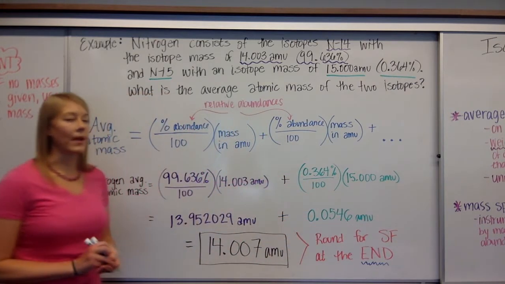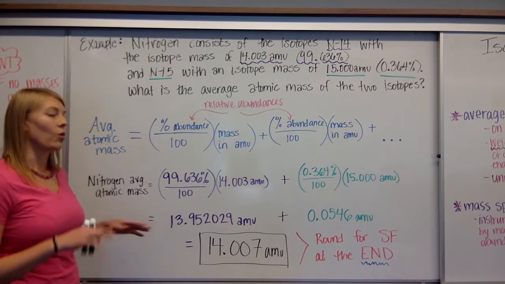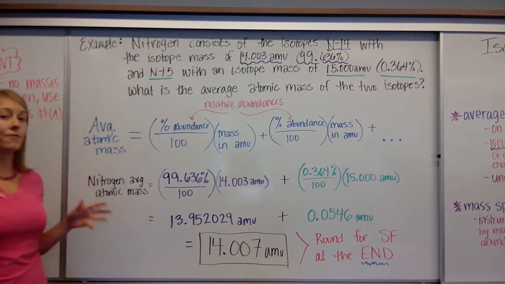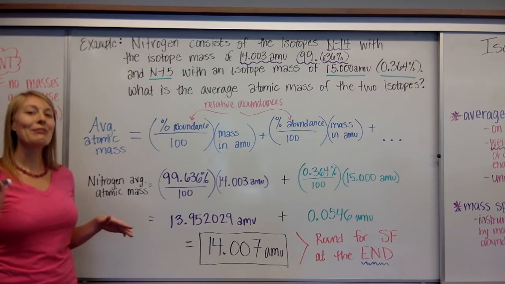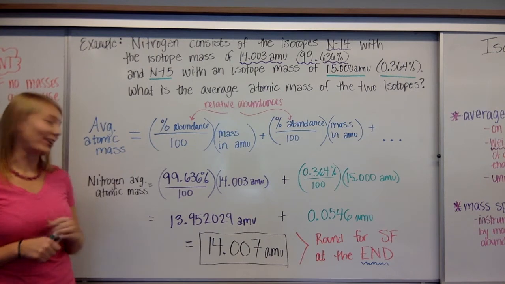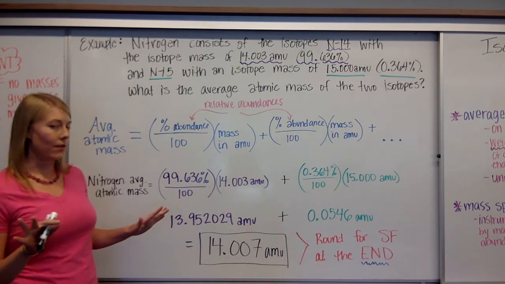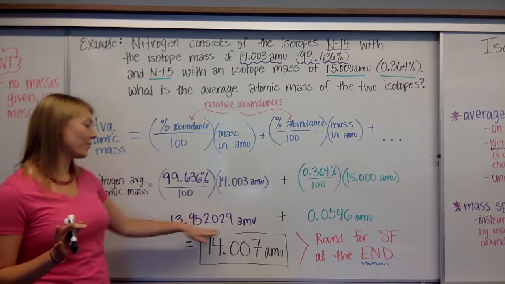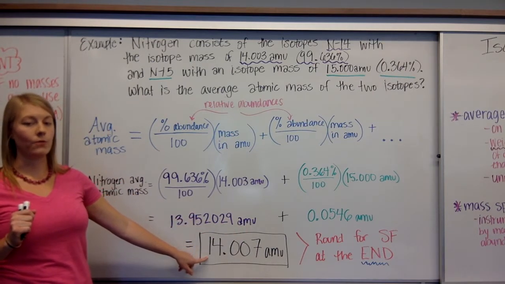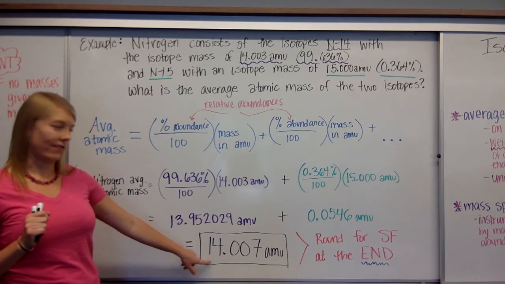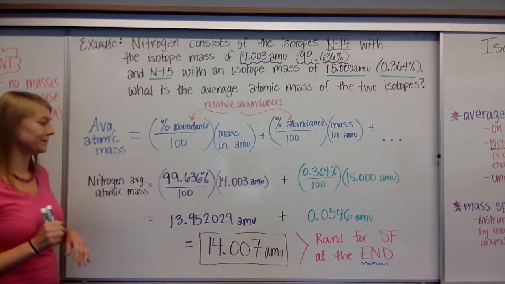Now you may be wondering why I'm not rounding for sig figs right now. We only want to round for sig figs at the very end, right? So with any calculations, we're only going to round for sig figs at the very end. So when we add these together, keeping them as unrounded as possible, we get 14.007 AMU. This has been rounded for sig figs, right? So again, round for sig figs at the very end.